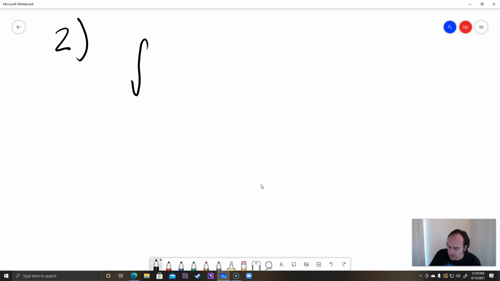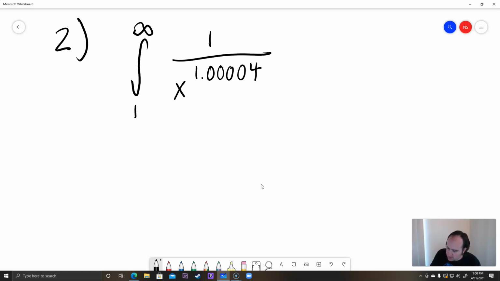And here we're doing the integral from 1 to infinity of 1 over x to the 1.00004 dx. Oh my goodness. So let's make sure I copy down the right number of zeros. So again, that's 1 over x to the 1.00004. So a total of 4 zeros there.